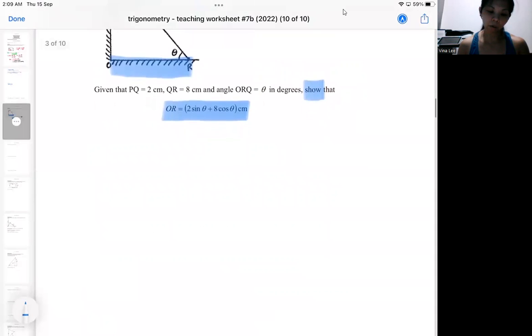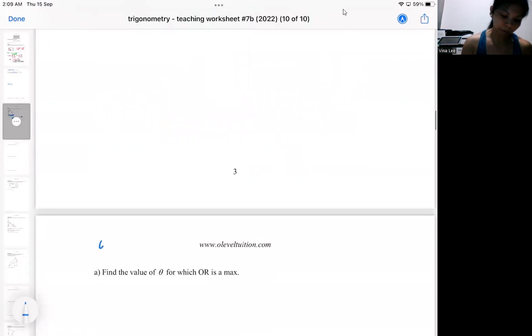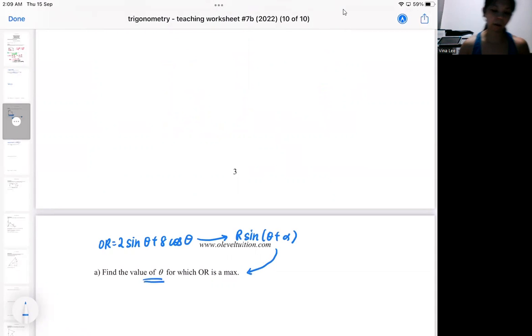So you take OR equal to 2 sine theta plus 8 cosine theta. You convert to R formula so that you can find the maximum, so that you can find the corresponding value.